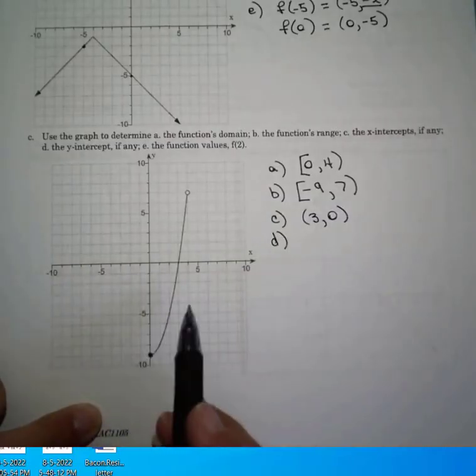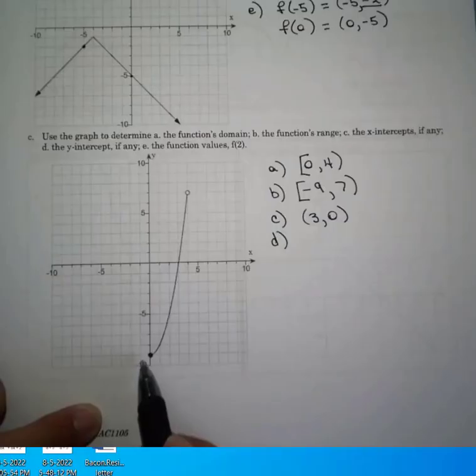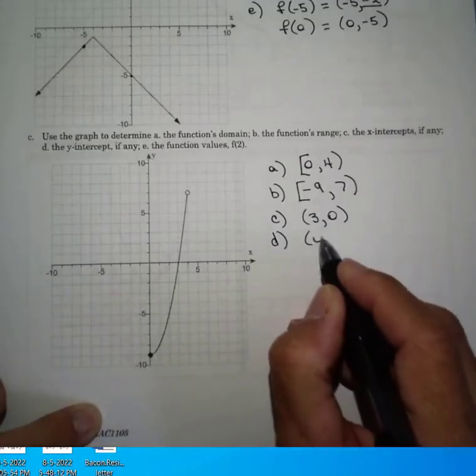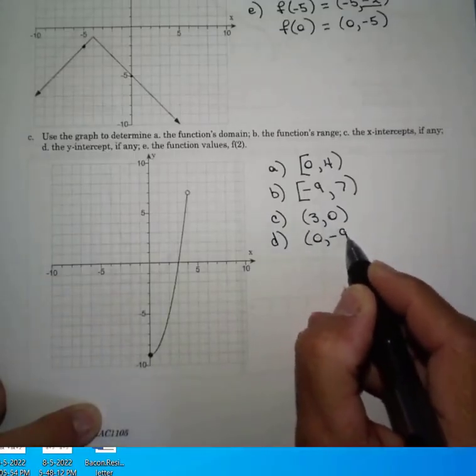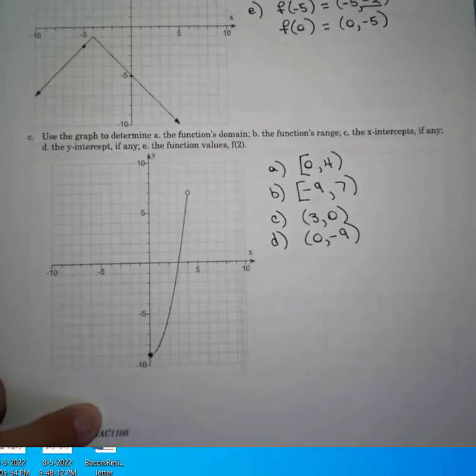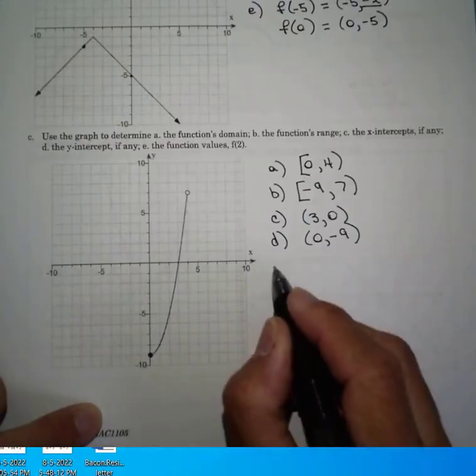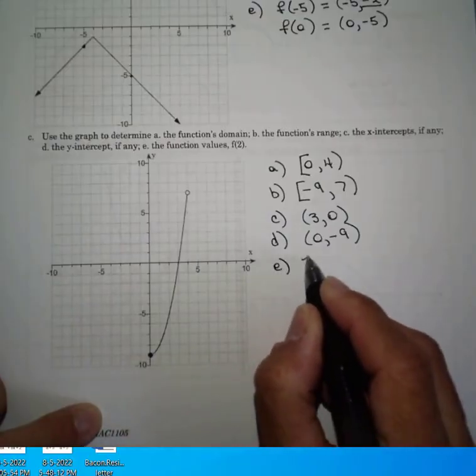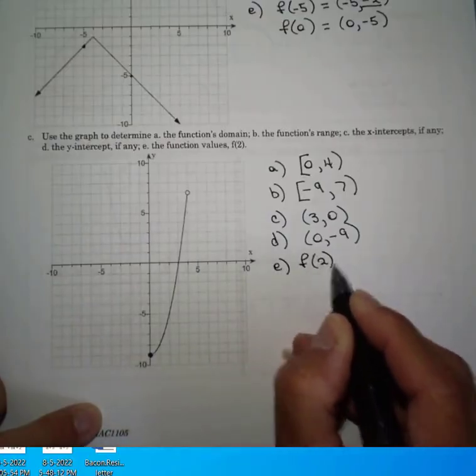And now the y-intercepts. Where does it cross the y-axis? Well, it actually touches the y-axis right here, and it is included as a solid dot. So we can say where x is 0 and where y is -9, that's going to be called our y-intercept for this one.